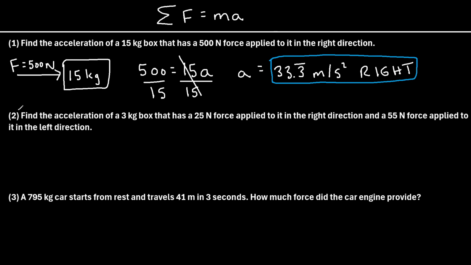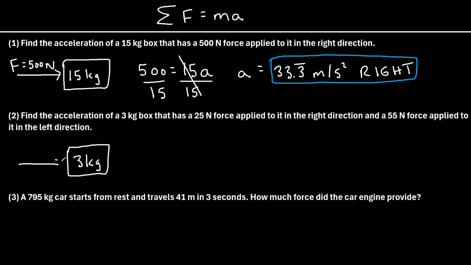All right, let's check out example number 2. It says find the acceleration of a 3 kilogram box that has a 25 Newton force applied to it in the right direction and a 55 Newton force applied to it in the left direction. So let's sketch this out. So we have this 3 kilogram box, and we're told a 25 Newton force is pushing it to the right.